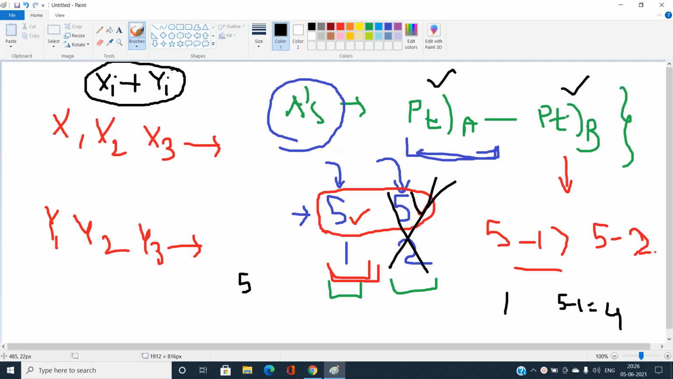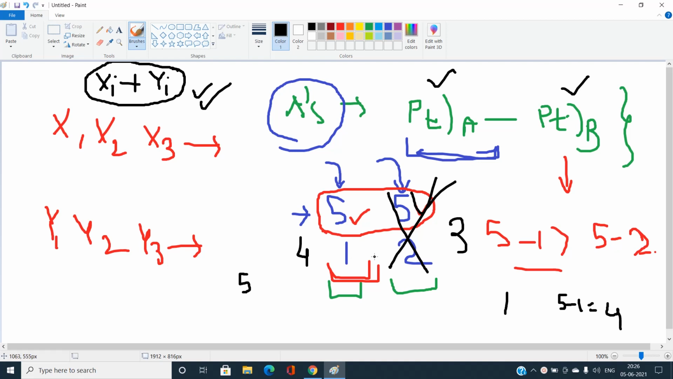Now you must be wondering why I'm going to sort on the basis of xi plus yi. The reason is simple: for every sport being chosen, the player will try to maximize his or her score, and in turn try to minimize the opponent's score also. So we have to sort on the basis of this condition. You can easily see 5 minus 2 is coming out to be 3, and 5 minus 1 is coming out to be 4. But we are sorting on the basis of xi plus yi: 5 plus 2 is 7, and 5 plus 1 is coming out to be 6.